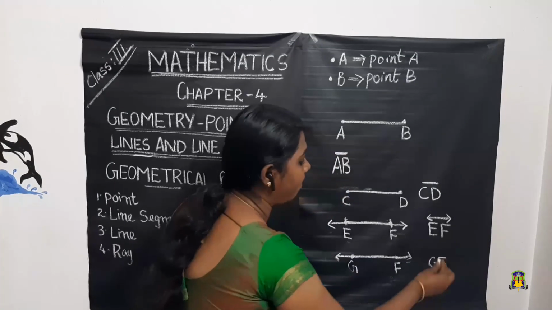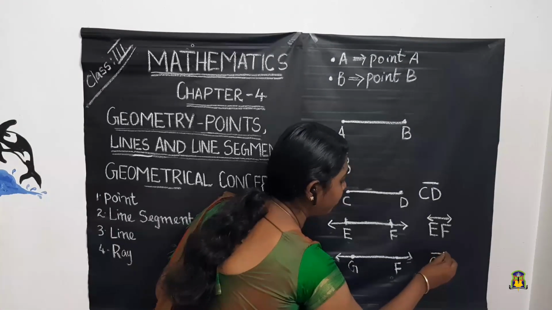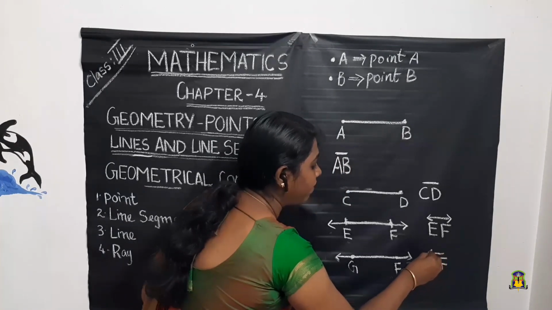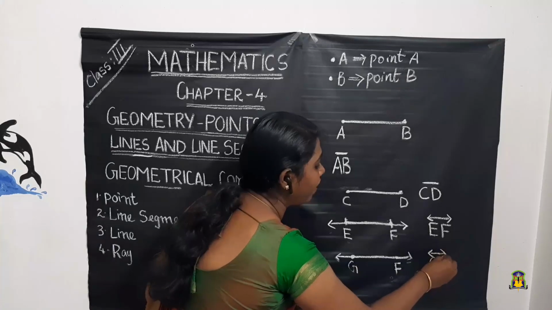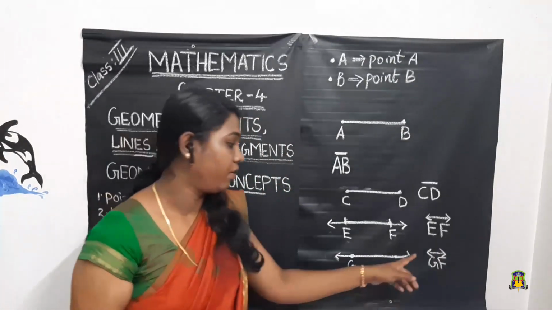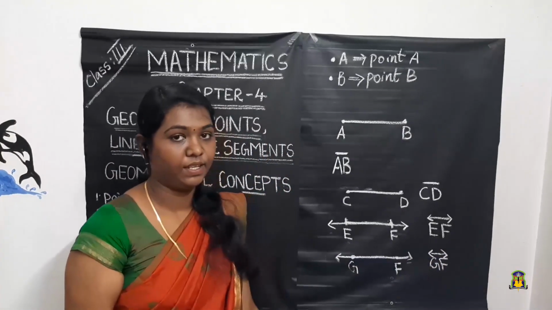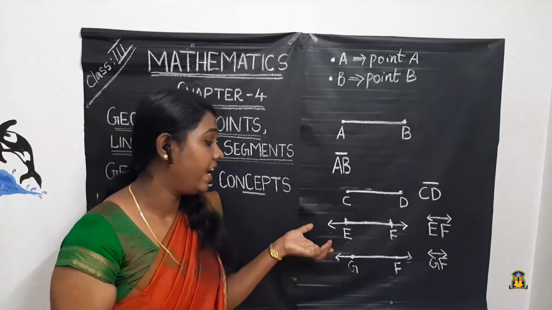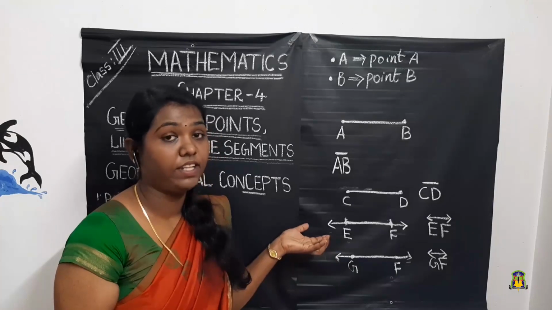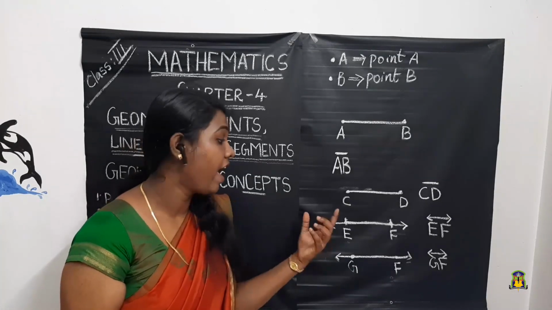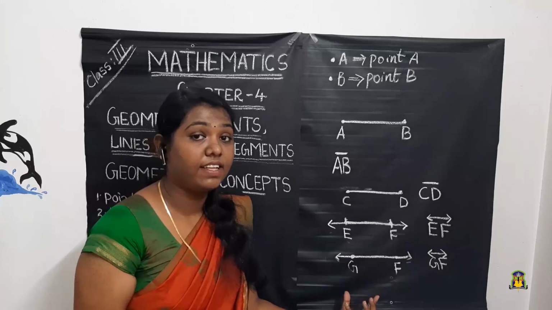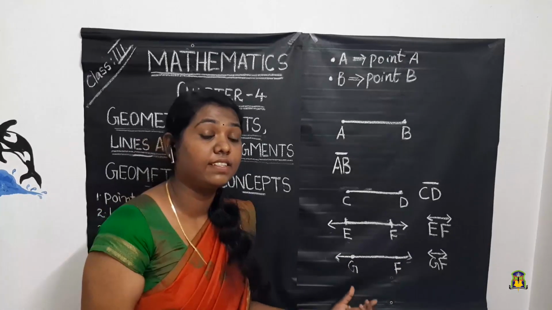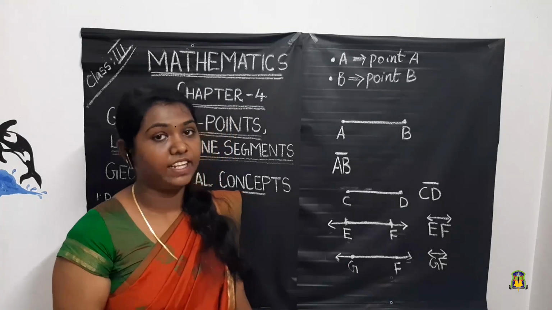Then I will draw a small straight line on the top of the letters G and F. Then I will draw 2 arrow marks on both the sides. Okay, so the line means that a line has no end points and no starting point and it goes endlessly in both the directions.